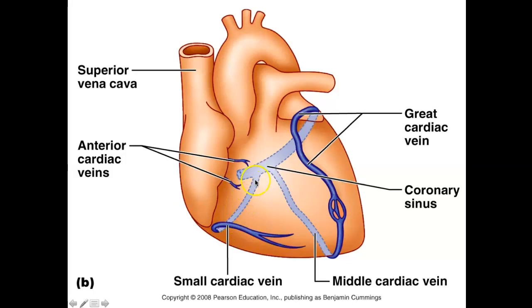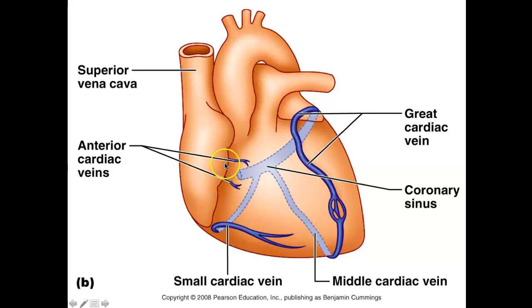So all of this is a small cardiac vein. And then we have two little veins here. These are called anterior cardiac veins that drain directly into the right atrium. This was mentioned in the very first portion of this lecture when I asked what are the four vessels that drain into the right atrium? These were one of those four.